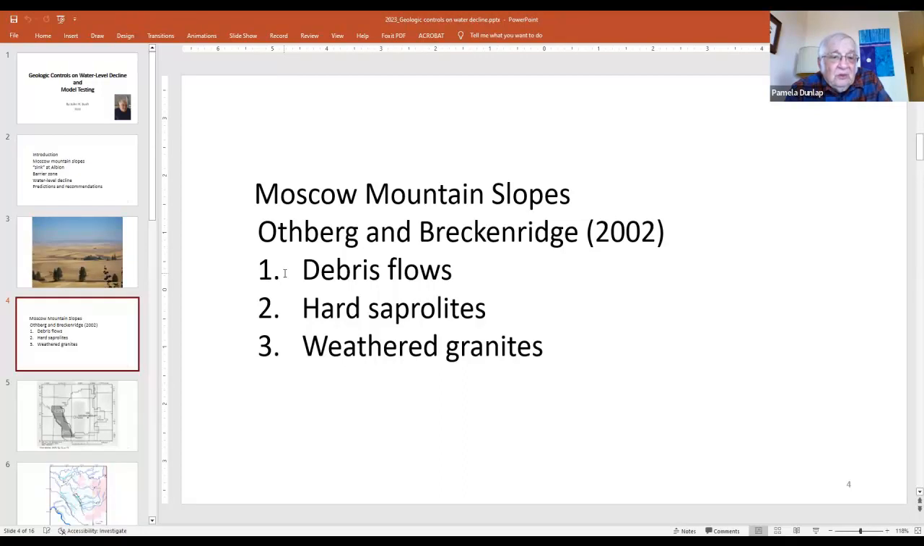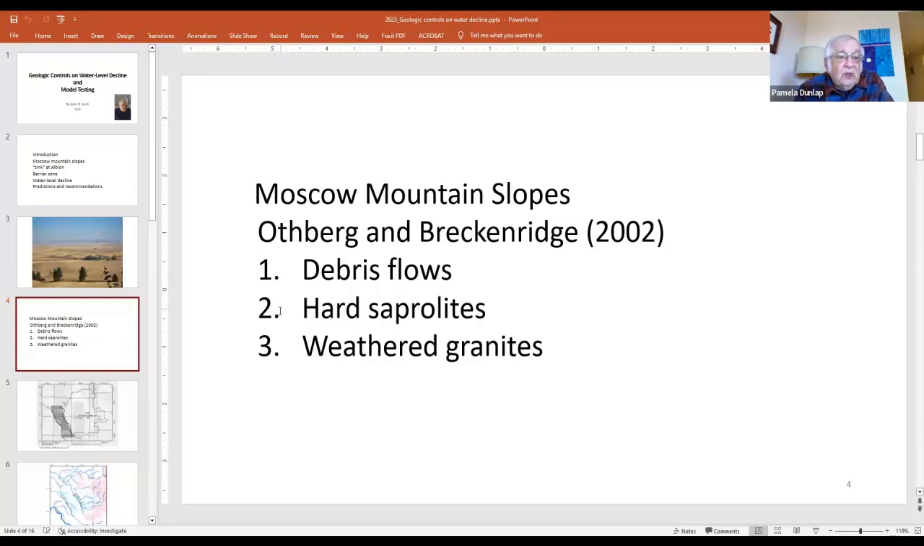The present day debris flows mapped by Othberg and Breckenridge may owe their origin to extreme saturation from melting of snow. But it proves that debris flows could go a long ways away from the mountain front. And I felt like that helped verify the model that we used.